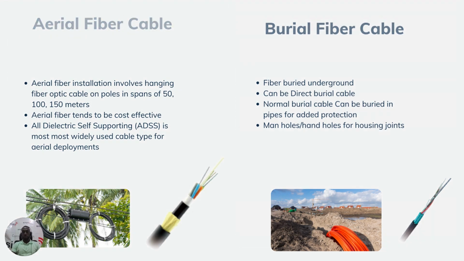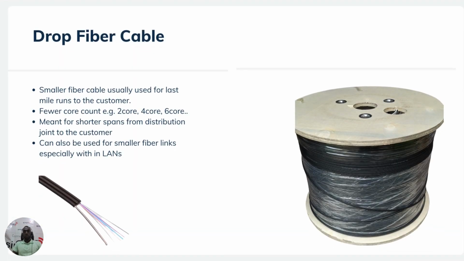So that is barrier and area. Then we also want to briefly mention, we want an honorable mention for drop cable. Drop cable is a cable that tends to be deployed from the last or the distribution point from the ISP's network to the customer. It is a cable that is used to terminate customers.